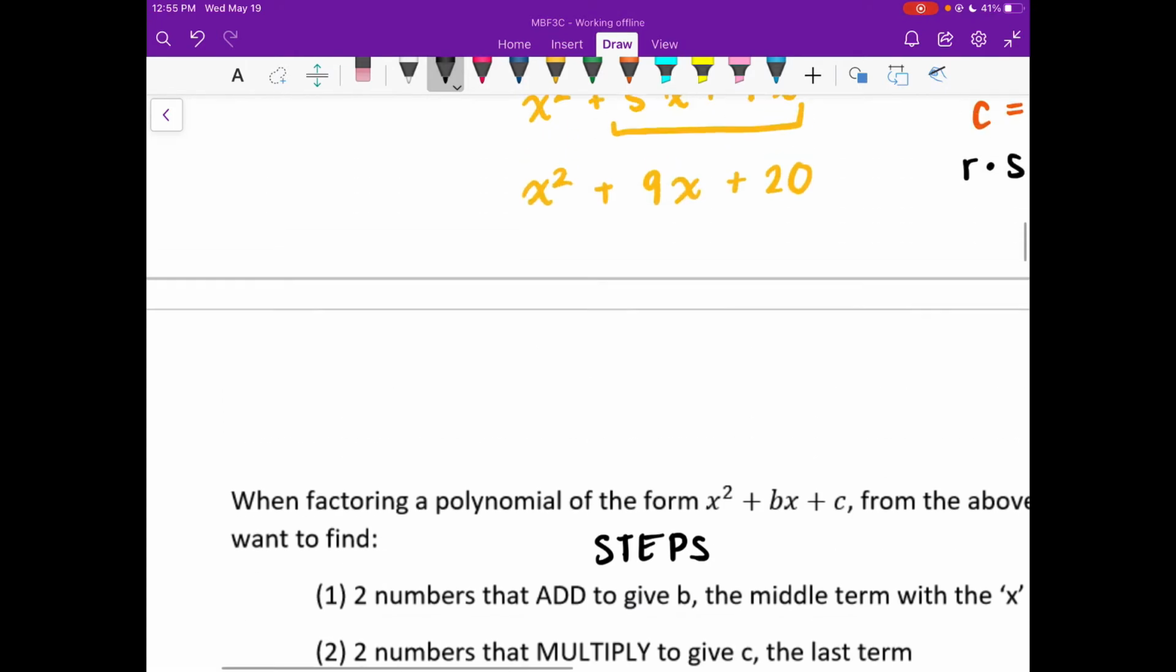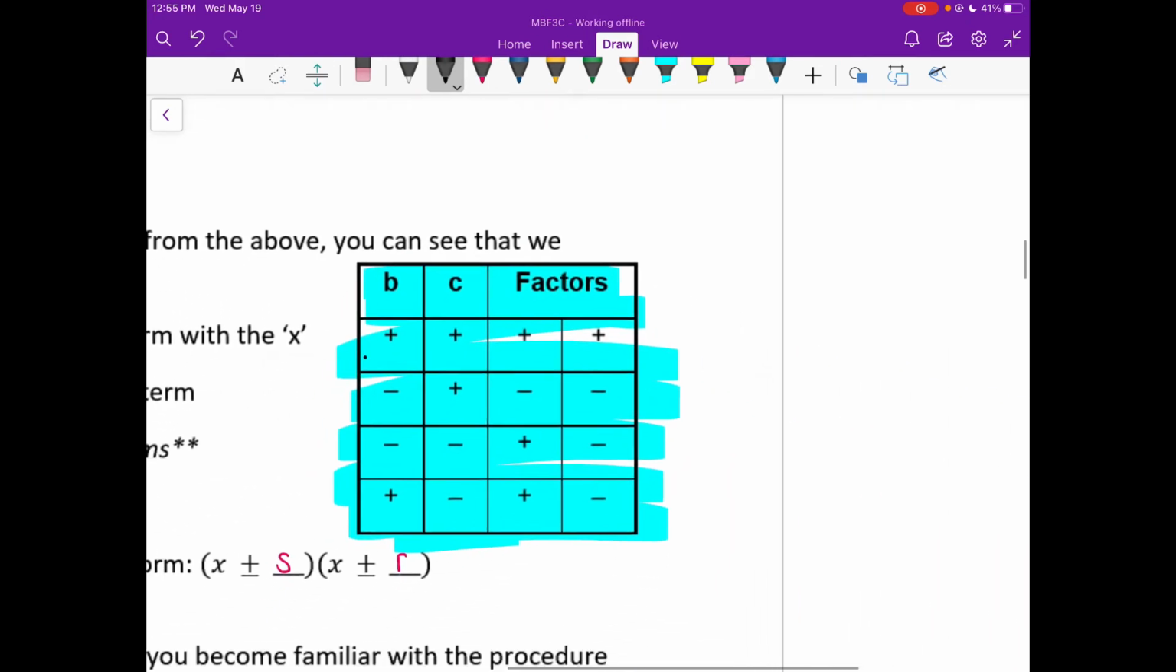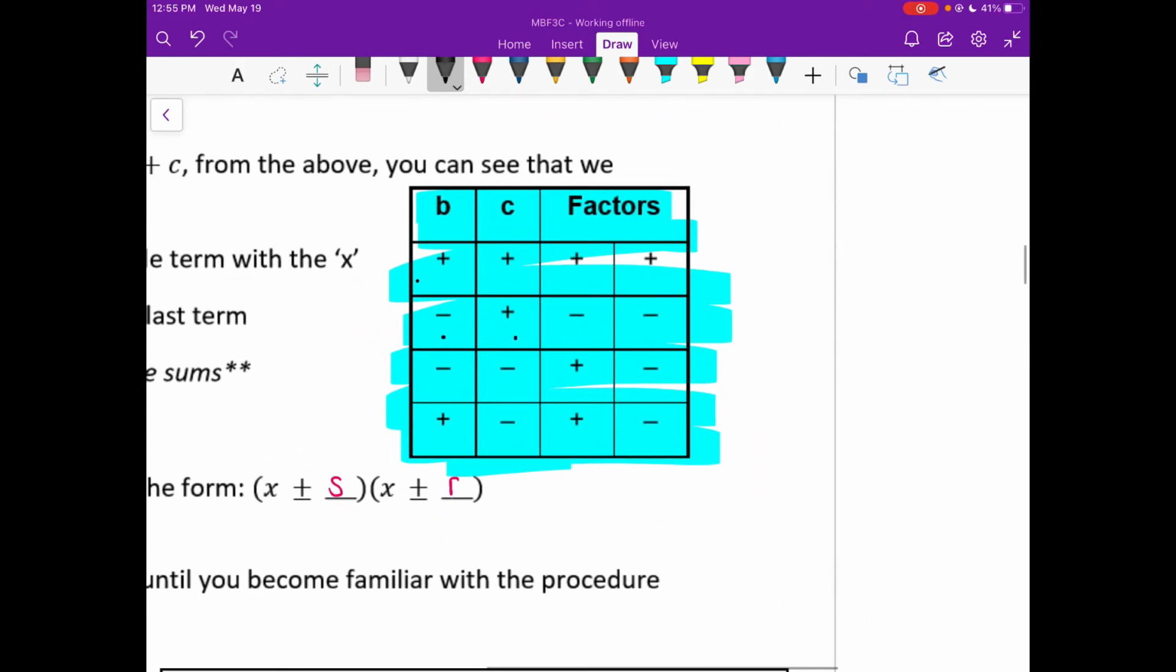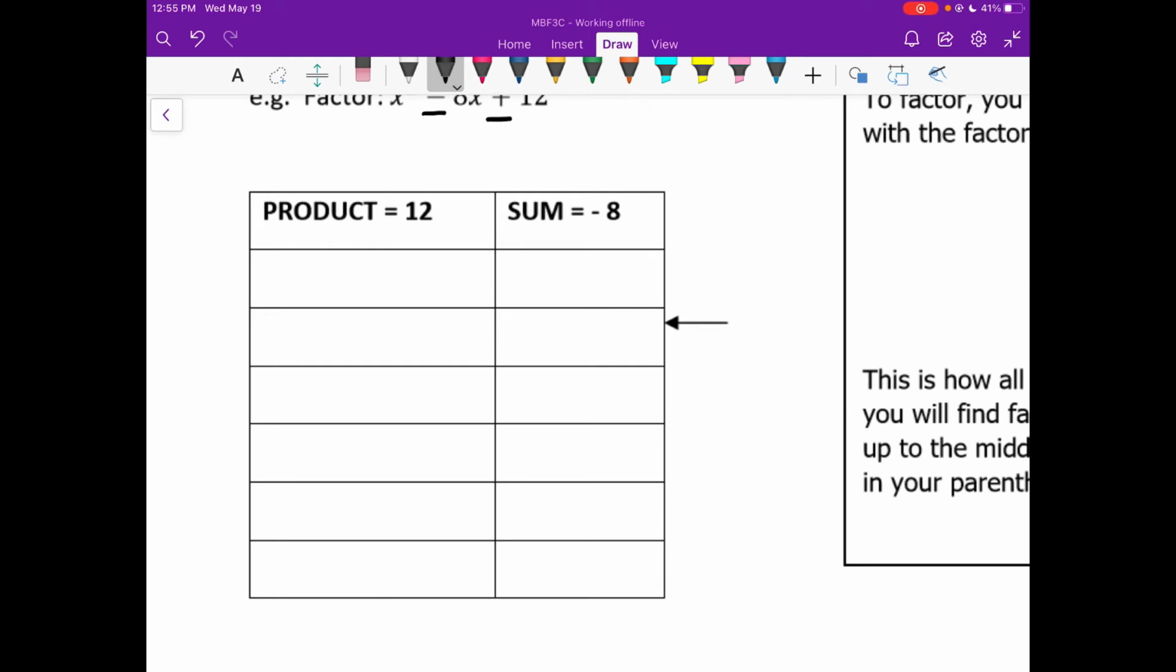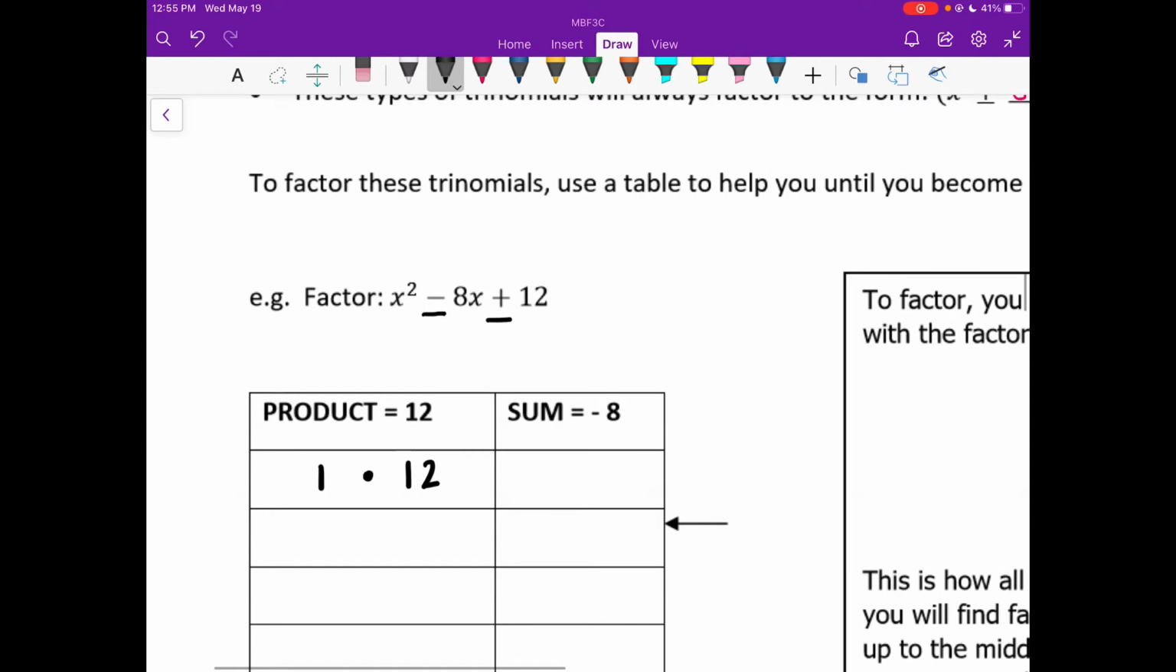If I go back and look at my chart, I have a negative b and a positive c, so that means both my factors are going to be negative, right? So I'm just going to deal with the negative values here. If you want, you can do that, but for the sake of clarity, I'm going to show you all the possible options we can have. One possible option is that the product needs to be 12 and the sum needs to be 8, and the reason I know that is because my b value is 8 and my c value is 12.